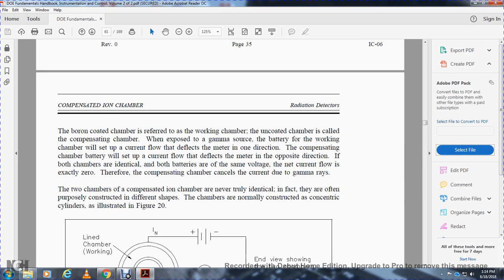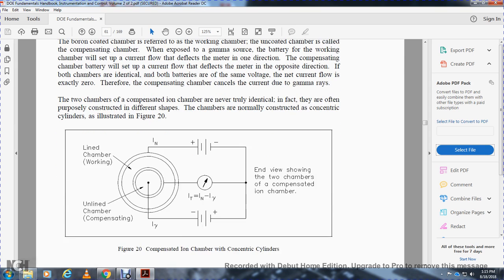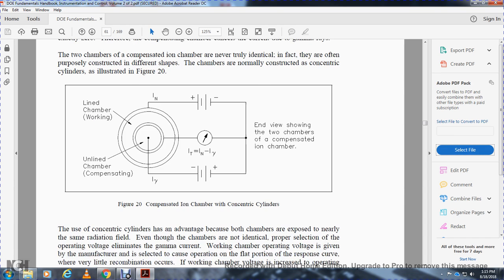If both chambers are identical, with the same areas and the same voltage, the net current flow is exactly zero, because the compensating chamber cancels the current due to the gamma rays. In fact, the two chambers of the compensated ion chamber are never truly identical. They are normally constructed with a different shape of chamber, as concentric cylinders, illustrated in figure 20. The compensated ion chamber with concentric cylinders is shown with the two chambers, and the positive battery is split with an adjustable voltage to the ammeter, with the lined chamber as the working chamber and the unlined chamber as the compensating chamber.